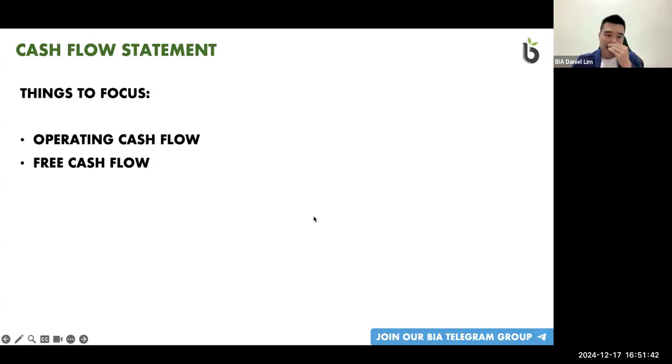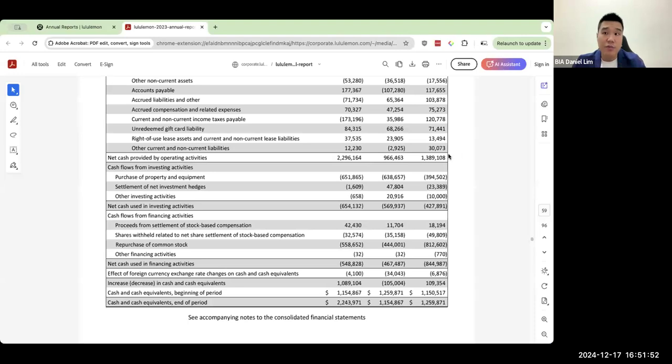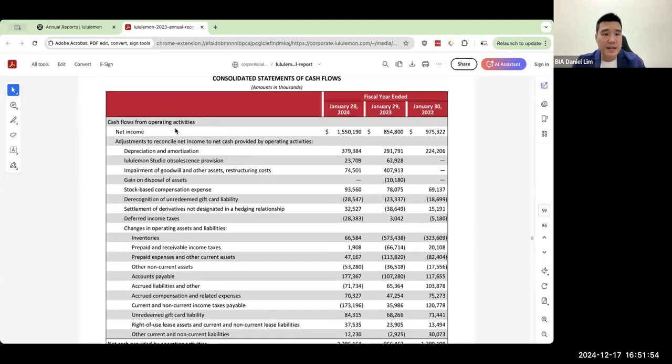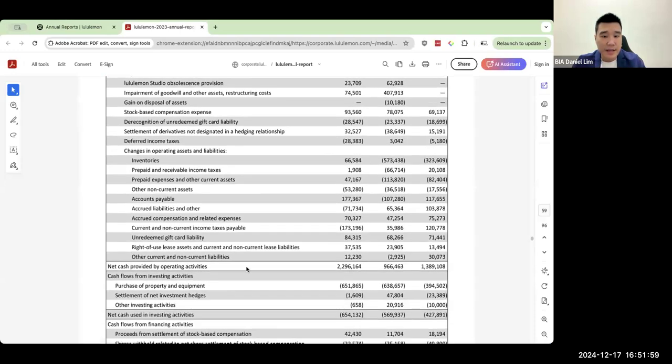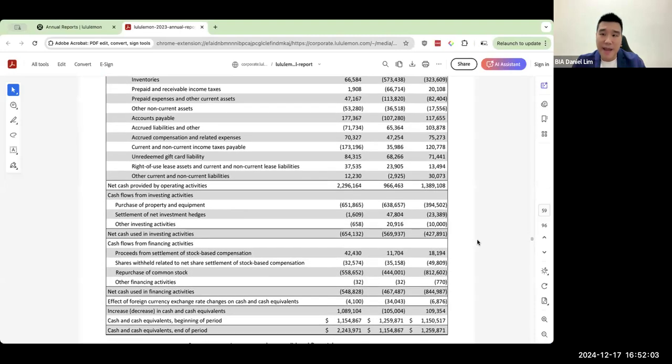So let's go through it. Let's go through the Lululemon one. Okay, Lululemon here. This is how we know. Let's say the cash from operating activities here is 2.29 billion. We all know that already. So where is the capex?